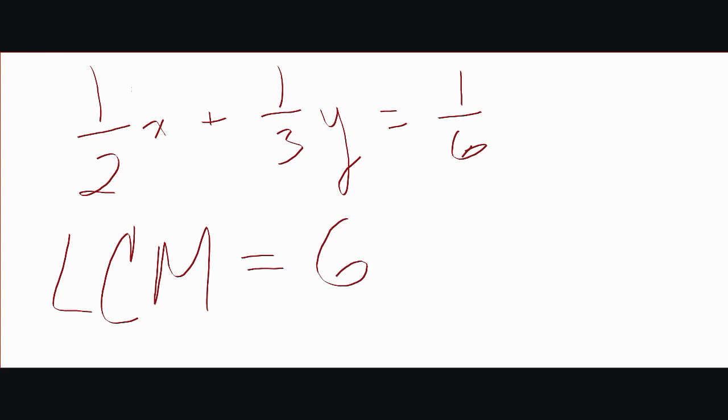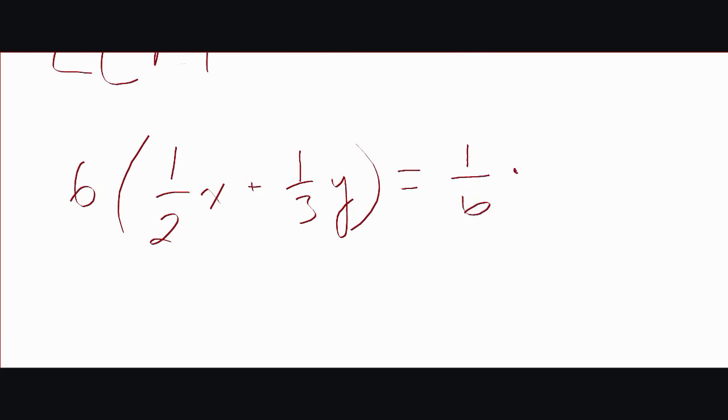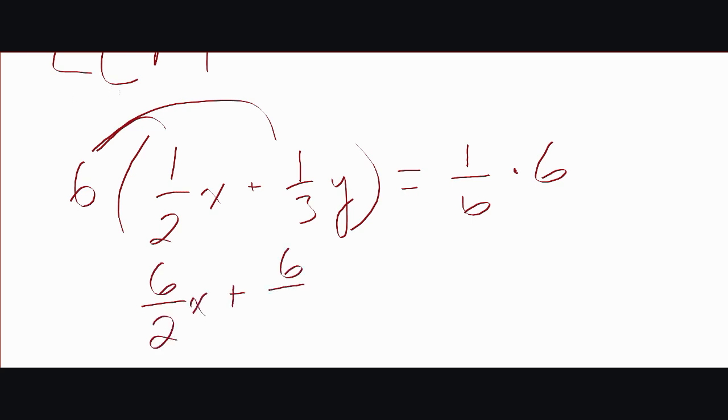What we're going to do then is we're going to multiply all three of these terms, meaning both sides of the equation, by that least common multiple. So let's do that. We have 1/2 x plus 1/3 y. We're going to multiply this whole side by 6. This is equal to 1/6 times 6. Now, why do we multiply by the least common multiple? Take a look at what happens. When I distribute this 6 across, 6 times 1/2 is 6 over 2x. 6 times 1/3 is 6 over 3y, which is equal to 6 times 1/6, which is 6 over 6.